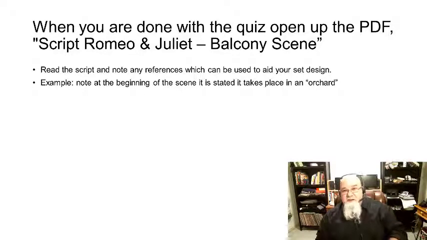But in the text, you're going to notice something. If Romeo climbs up something, there's got to be something for the climb in the design. If you notice at the very beginning of the script, it says orchard, which means it takes place outside, whatever part of the building is along an orchard.